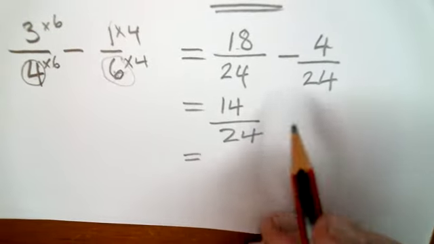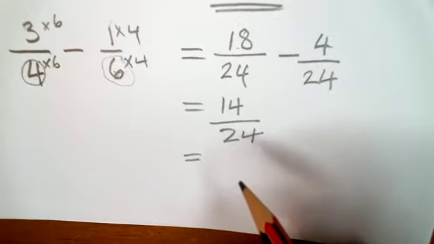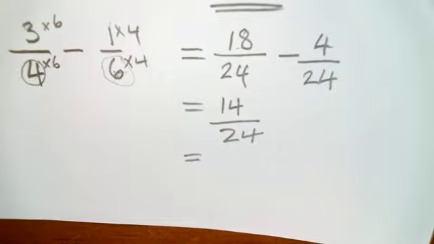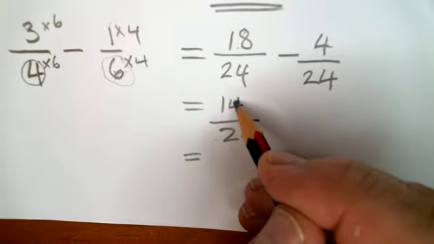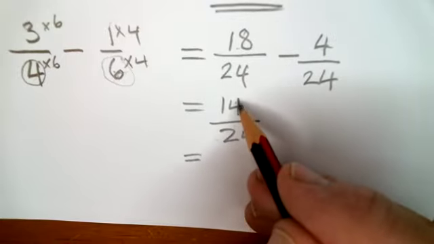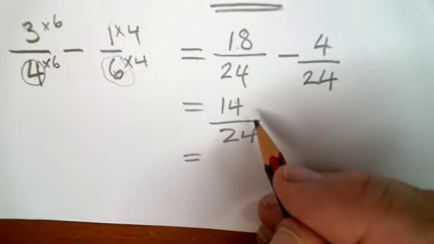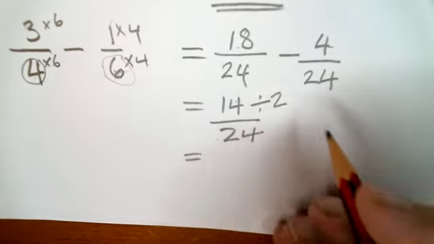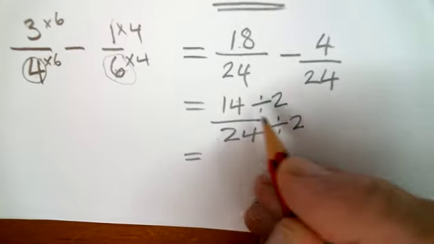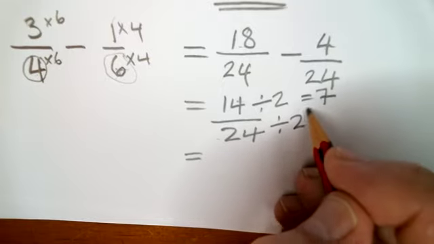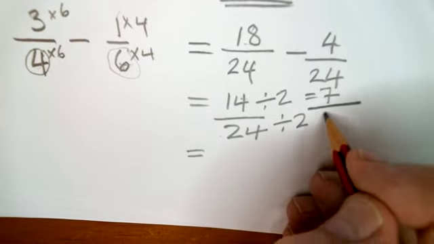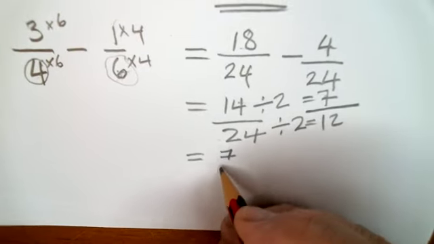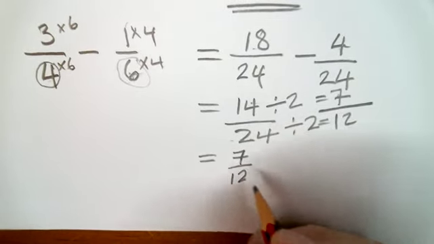Now, I notice, because I didn't choose the lowest common multiple, I'm going to be simplifying this, and that's fine. So what's common to 24 and 14? Well, I could divide them both by 2. By the way, if numbers are even, you can always divide them by 2. So I'll divide this one by 2, and this one by 2. 14 divided by 2 is 7, over 24 divided by 2 is 12. So it's going to be 7/12. And there is my solution.